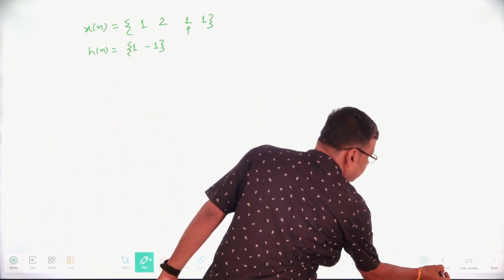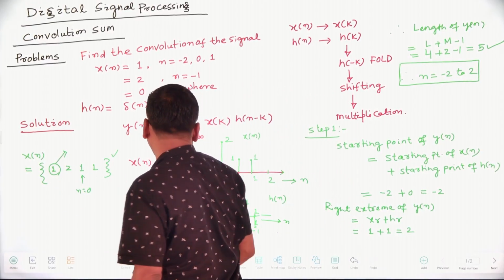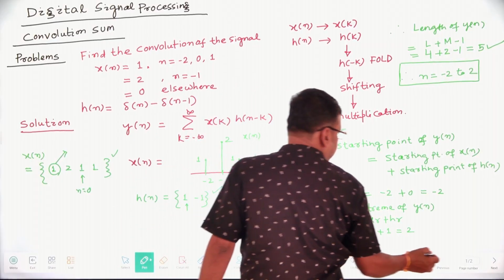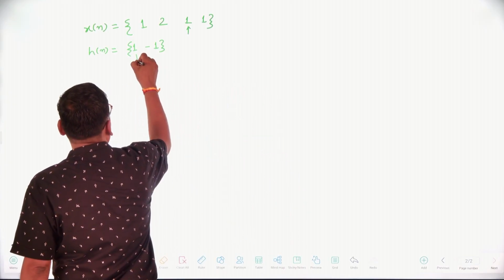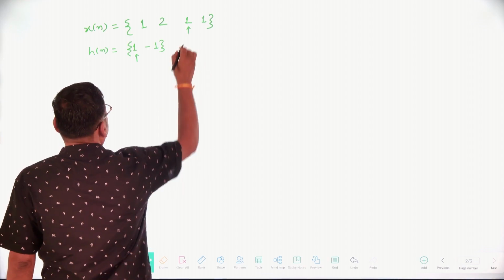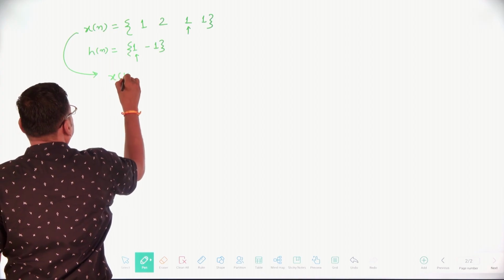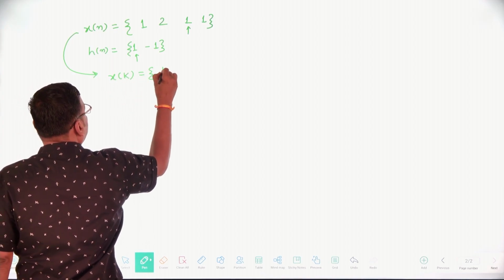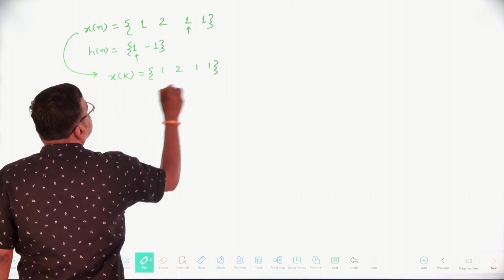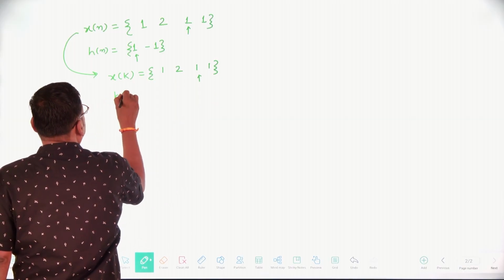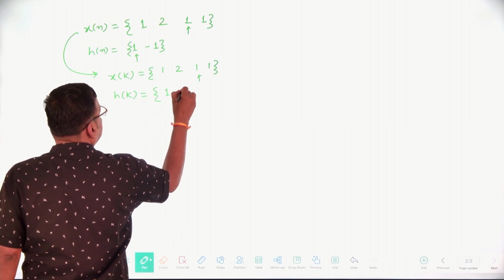Here, this is important. 1, 2, 1, 1. Starting is -2 here. Starting is 0 here. And here also, this is your h of n. You may convert x of n to x of k. And this is nothing but x of k. Same thing, that is 1, 2, 1, 1. H of k is 1, minus 1.